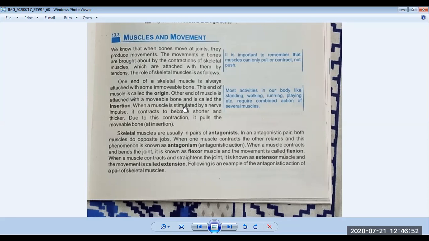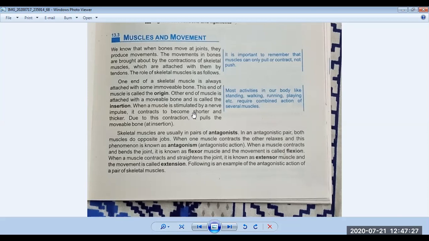So when a muscle is stimulated, when it is made ready for work by a nerve impulse, the message which comes from our brain or spinal cord, it contracts to become shorter. Definitely, if we want to pull something, for example, we have discussed this example many times: if a crawling baby sees a fire, it likes to touch the fire because it is bright, but when it goes near, it immediately pulls its hand back.